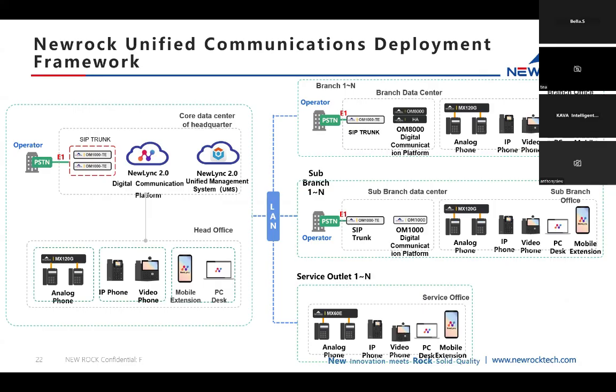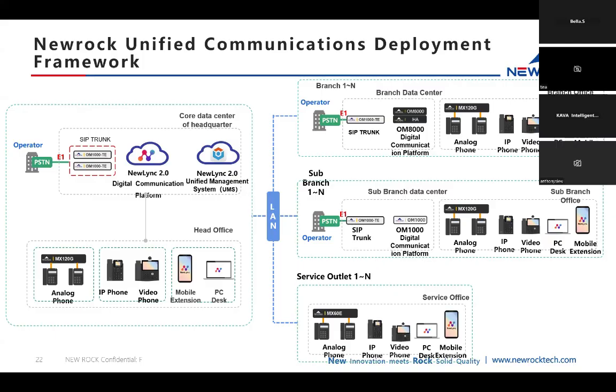For larger scales, for example, we do a typical 4-tier hierarchy: the headquarters, the regional branch, the sub branch, and the outlet. We usually deploy 2 sets of the platform in the headquarters data center, of course. No matter whether it's active-active or active-standby, it will require redundancy, sometimes even across 2 or 3 cities, to ensure high availability and service continuity.